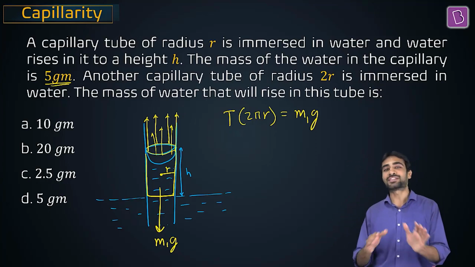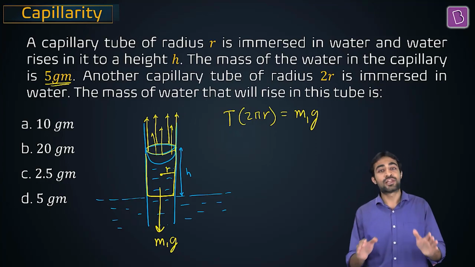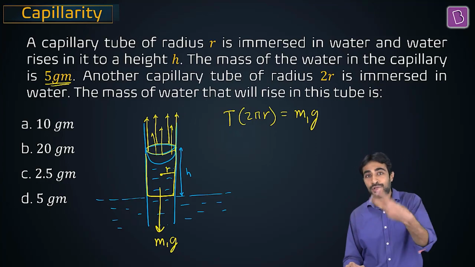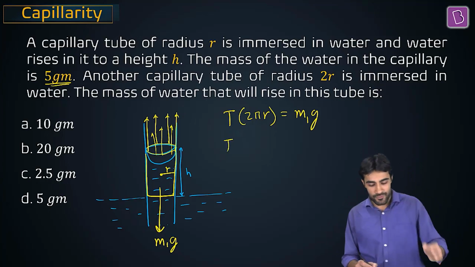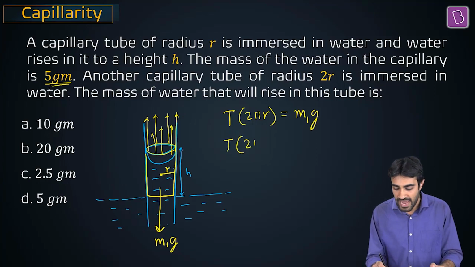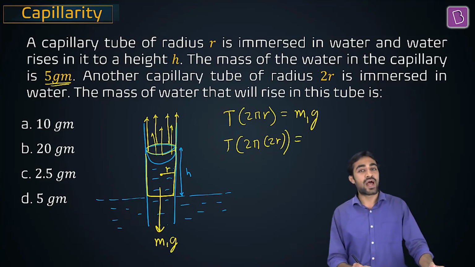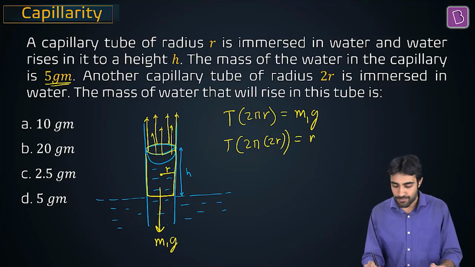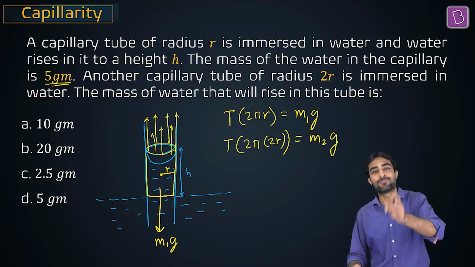Now let's imagine another capillary tube. What is the radius of the other capillary tube? It is 2r, not r, 2r. So there will be some upward force, right? The upward force due to surface tension will be T times 2 pi, 2r this time. And the mass which rises in the other capillary tube, let it be m2. So instead of m1g, we will have m2g.